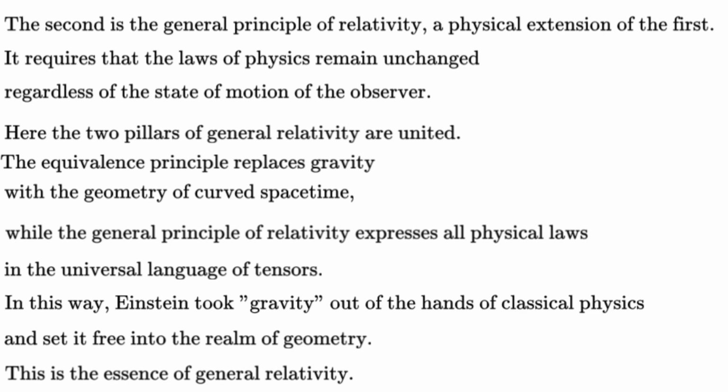The second is the general principle of relativity, a physical extension of the first. It requires that the laws of physics remain unchanged regardless of the state of motion of the observer. Here the two pillars of general relativity are united. The equivalence principle replaces gravity with the geometry of curved spacetime, while the general principle of relativity expresses all physical laws in the universal language of tensors. In this way, Einstein took gravity out of the hands of classical physics and set it free into the realm of geometry. This is the essence of general relativity.